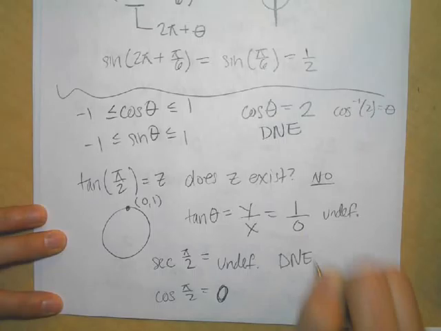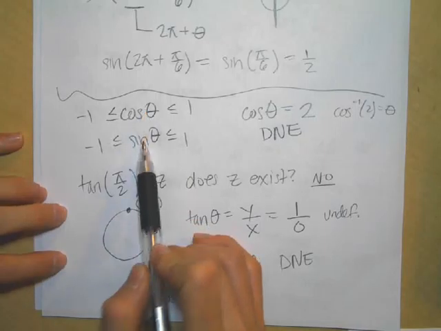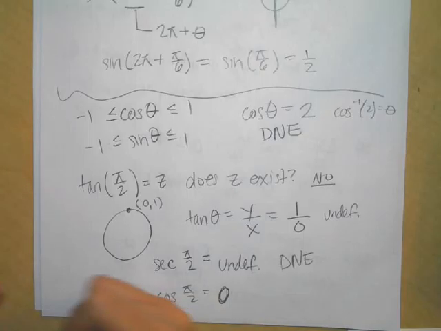So it's asking you where things exist and where things don't exist. You have to be able to think about them in terms of, like, if it's something over 0, it's not going to exist, okay? If the number comes out to, like, 1 over 0, it's not going to exist, alright? Or, for sine or cosine, if you get anything less than -1 or greater than 1, it's also not going to exist.